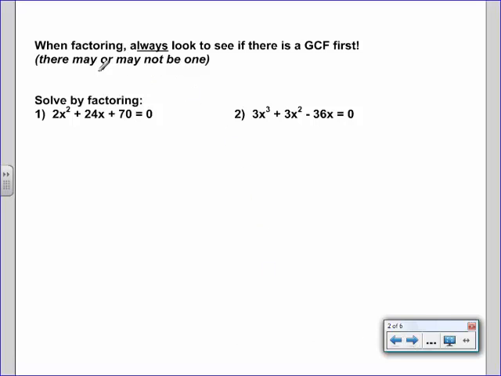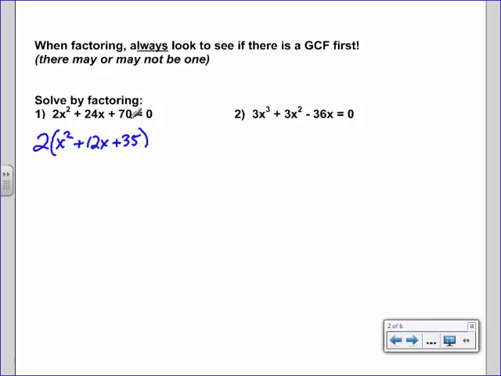Okay, looking at the first example, 2x squared plus 24x plus 70, it looks like we have a common factor of 2 we can pull out. And 2 times x squared is 2x squared. 2 times 12x is 24x, and 2 times 35 is 70.